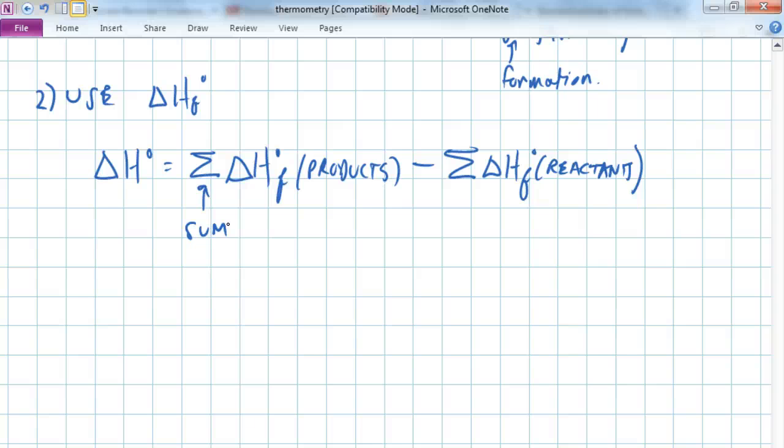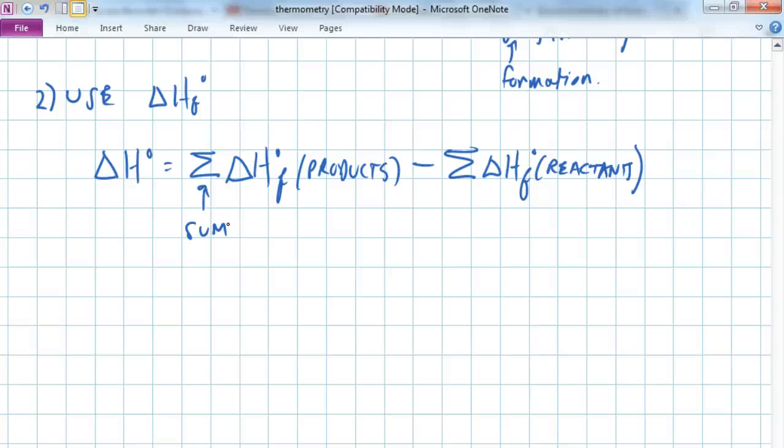The basic idea here is you can think about any reaction as consisting of breaking down the reactants and then forming the products. And we've talked about that in the previous lecture. If you take that and then combine it with Hess's law, you get this equation.